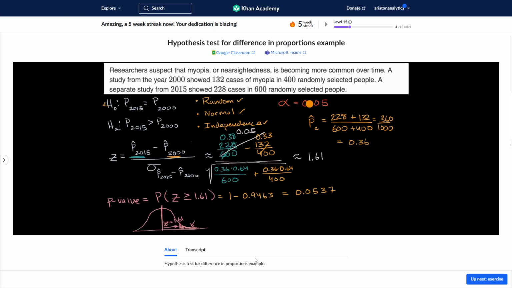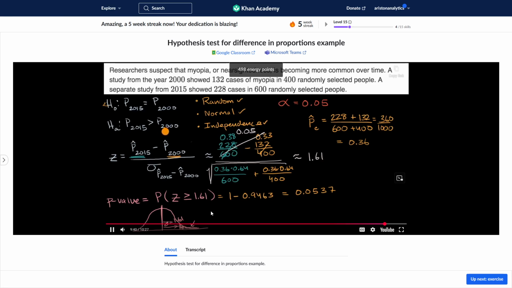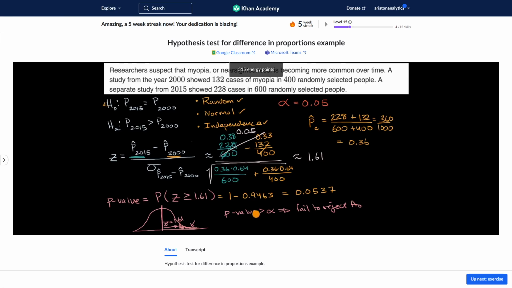But this is why we want to set our significance level ahead of time. We don't want to be tempted to say, oh, I'm so close, let me just raise my significance level a little bit so that I can reject my null hypothesis and have something I can tell my friends about. No, that would not be good science. That would not be good statistics. We have to be disciplined. So here, because our p-value is greater than our significance level, even though it's by a very small amount, we fail to reject our null hypothesis.